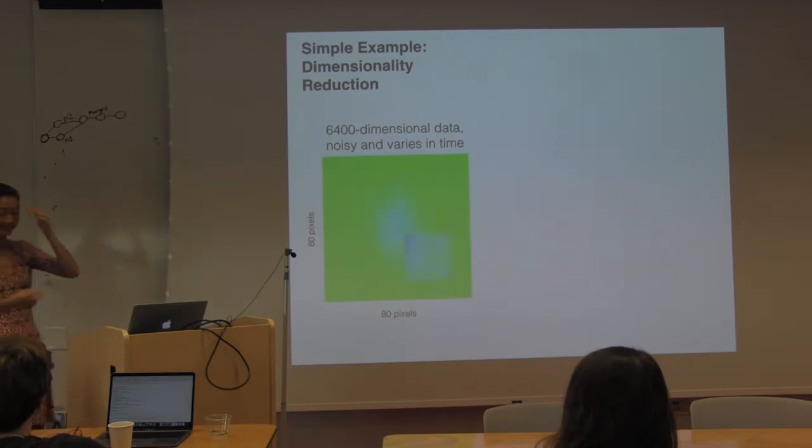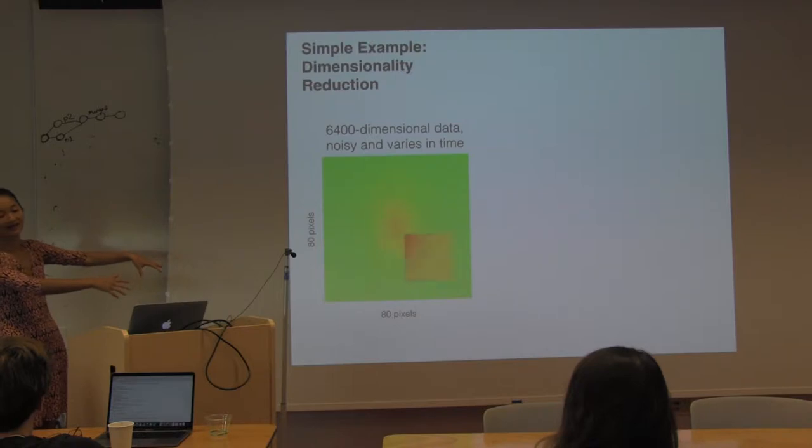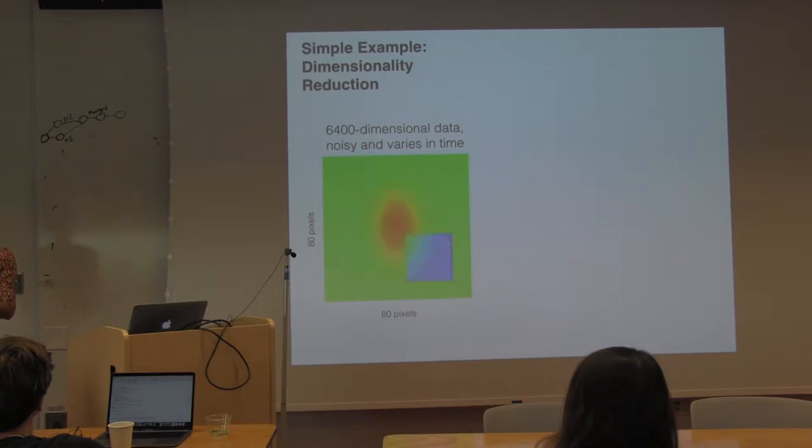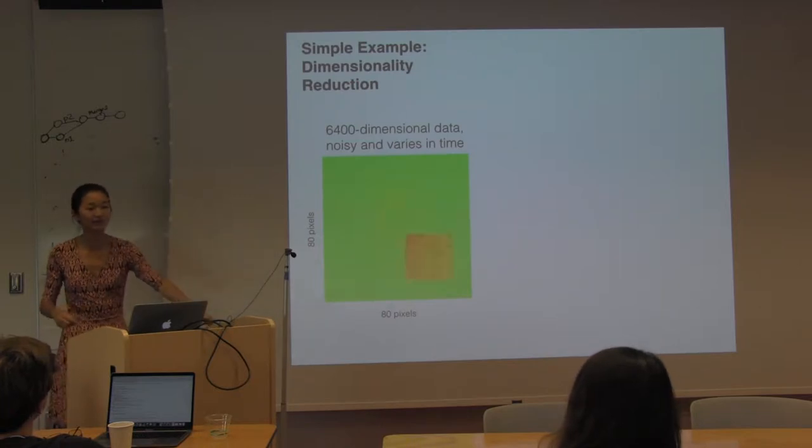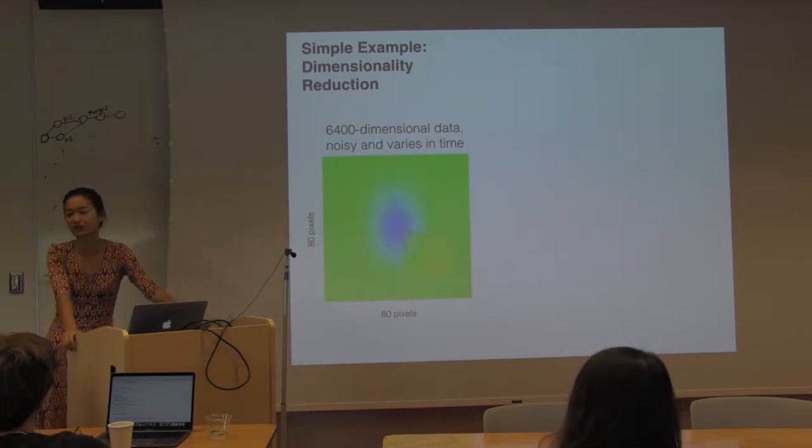So the right answer is that there's two things going on, and whatever it is I want to do to this high-dimensional movie data set, I want those two answers out. I want it to give me an oval, I want it to give me a square, and I want it to tell me how they're varying in time. Can you just by staring at it roughly describe, again in human English words, how the oval and square are varying in time?